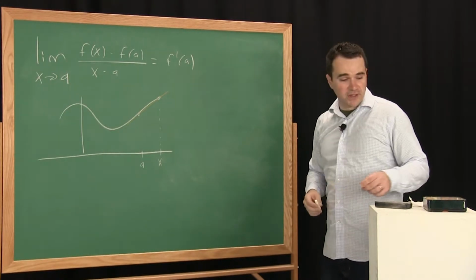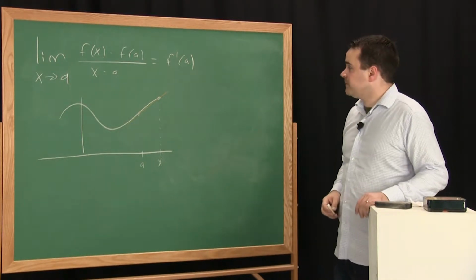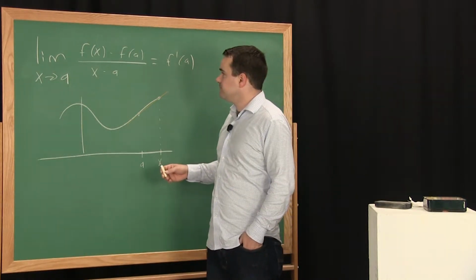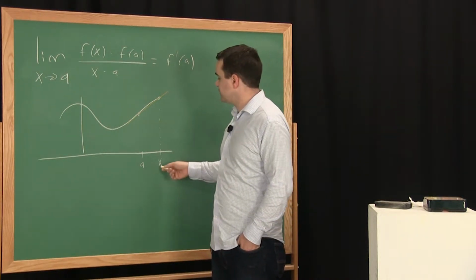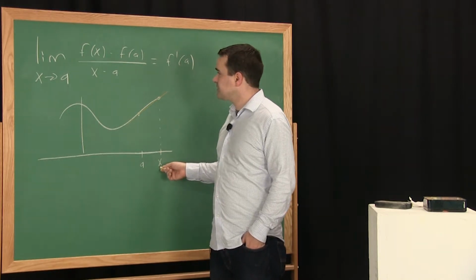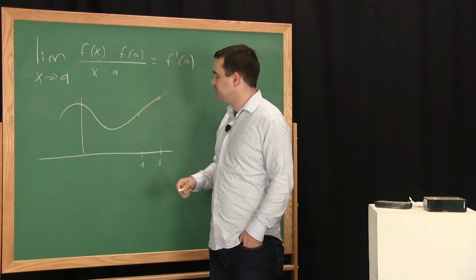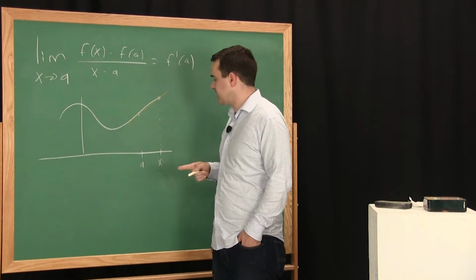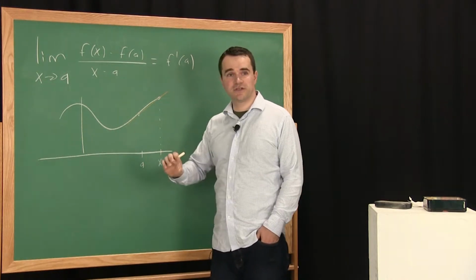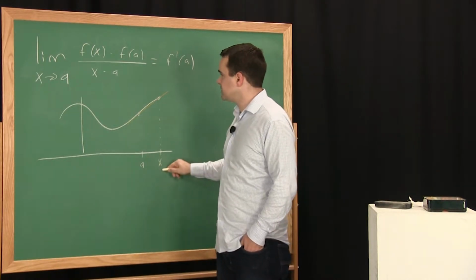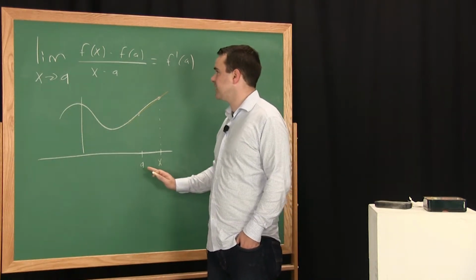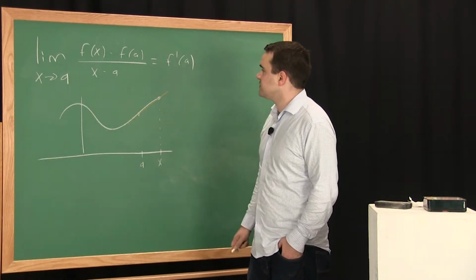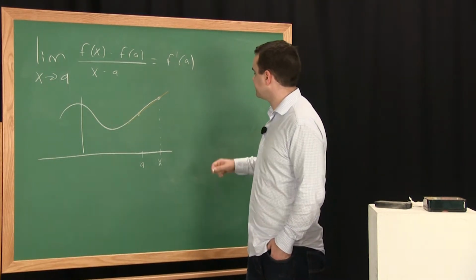So that's all fine. And what I'm going to do here is make a change of variable. So instead of considering that x is getting close to a, I'm going to consider that the distance between a and x is getting close to 0. So this distance is going to be getting close to 0 as x is getting close to a. So that's the motivation.